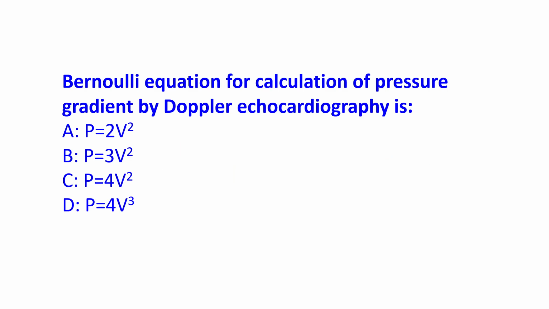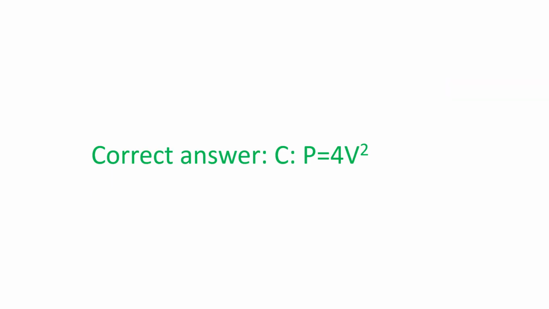Bernoulli equation for calculation of pressure gradient by Doppler echocardiography is: A, P equals 2V squared; B, P equals 3V squared; C, P equals 4V squared; D, P equals 4V cubed. Correct answer: C, P equals 4V squared.